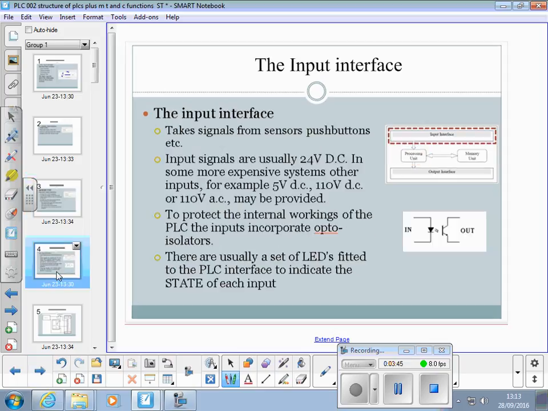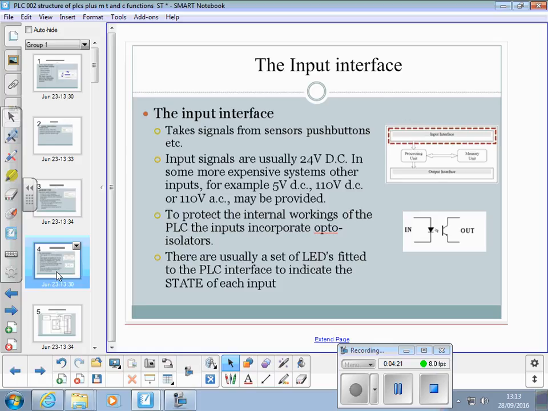But without the input interface, and indeed the next bit, the output interface, none of that would do any useful work. So our PLC needs information about what's going on in the outside world so it can act on that and then control something else. So what the input interface does is it takes signals from things like sensors, switches and so on, and it indicates their current state to the CPU and stores it in memory.